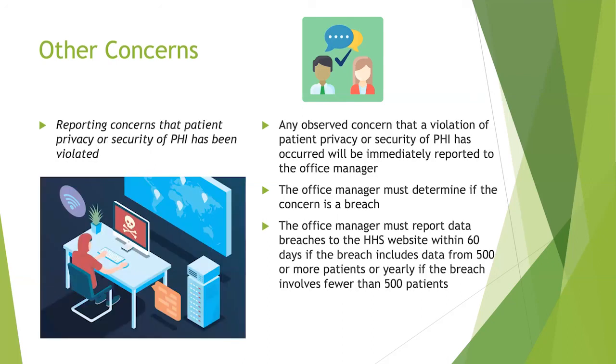Reporting concerns that patient privacy or security of PHI has been violated. Any observed concern that a violation of patient privacy or security of PHI has occurred will immediately be reported to the office manager. The office manager must determine if the concern is a breach. The office manager must report data breaches to the HHS website within 60 days if the breach includes data from 500 or more patients, or yearly if the breach involves fewer than 500 patients.